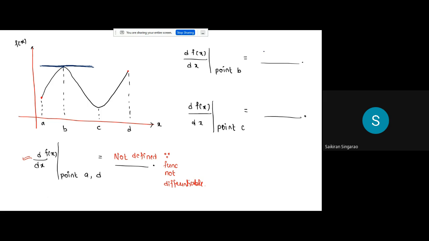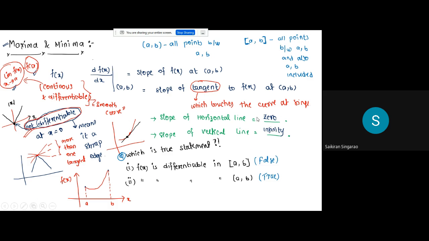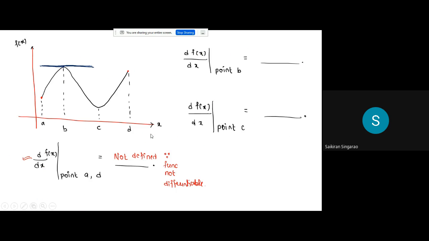Come on. Let me go back. What is the slope of a horizontal line? Zero. So what is the slope of the function at point B? Zero, right? I want you to get involved, sir, because it looks like I'm teaching kindergarten kids. Don't do that. You can do much better.